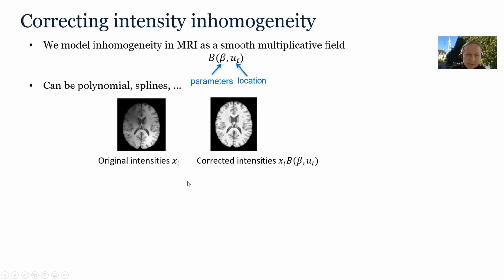And here we can see how we apply this model. If these are the original intensities, x_i, once we multiply by this bias field, inhomogeneity field, we want to obtain an image with uniform intensities for each class.